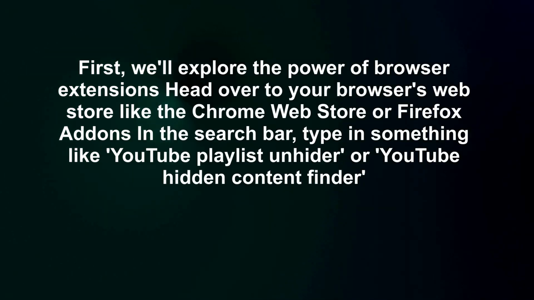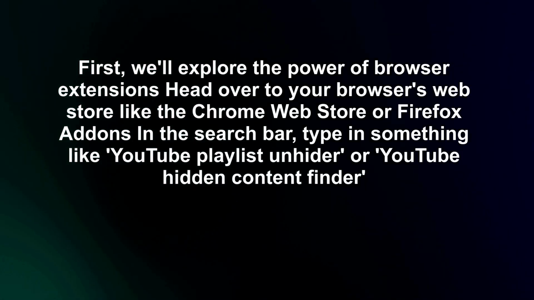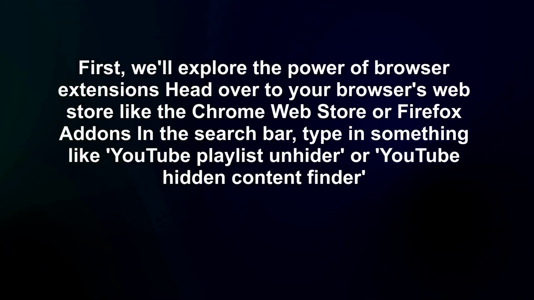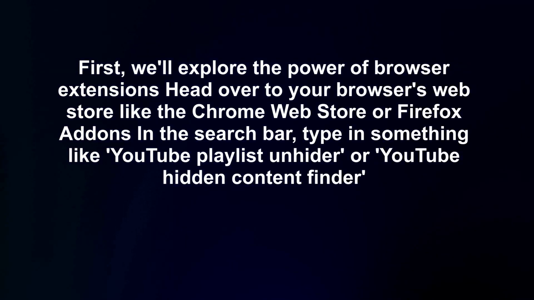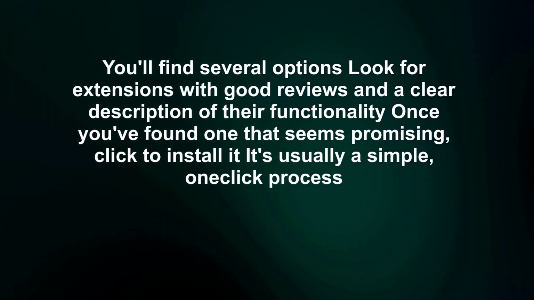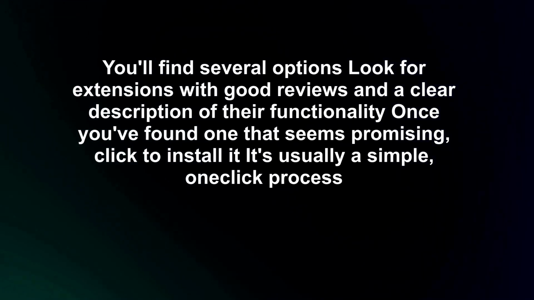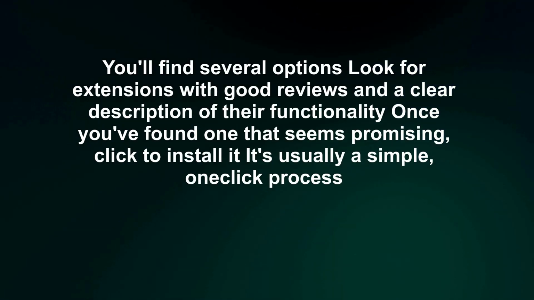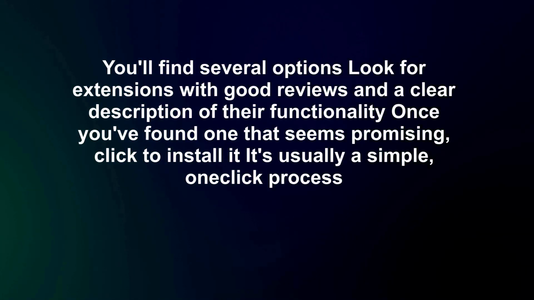First, we'll explore the power of browser extensions. Head over to your browser's web store like the Chrome Web Store or Firefox add-ins. In the search bar, type in something like YouTube Playlist Unhider or YouTube Hidden Content Finder. You'll find several options. Look for extensions with good reviews and a clear description of their functionality. Once you've found one that seems promising, click to install it. It's usually a simple, one-click process.